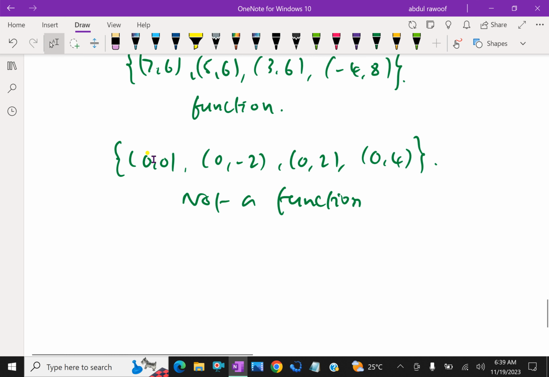Now look at here. For x value 0, y is 0. For the same value of x, y is minus 2. So of course it is not a function. That means for a particular value of x there are two different values of y. Like that, we discussed functions and relations.